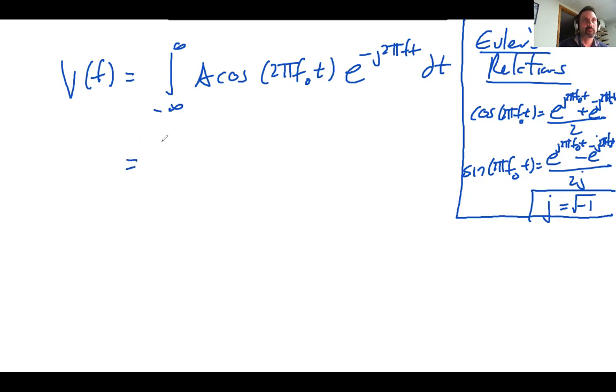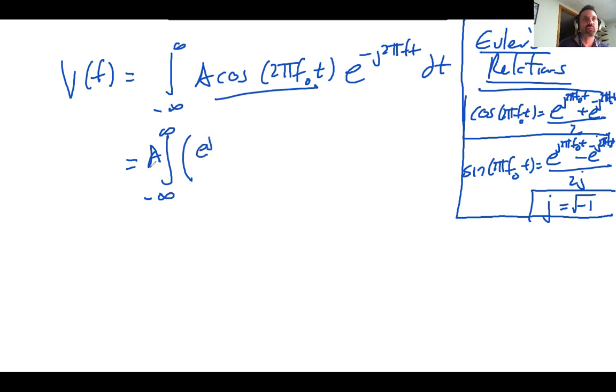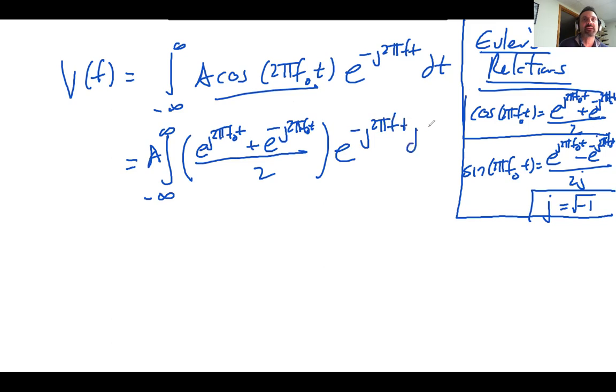Let's replace this. So we take a out because it's a constant. And so let's use Euler's relation here, replace that guy. Let's one step at a time. So it's going to be e to the j 2 pi f naught t plus e to the minus j 2 pi f naught t over 2, times e to the minus j 2 pi f t dt. All righty. Let's do a little bit of reorganization here. I want to create one integral expression that's surrounded around that plus an integral expression surrounded by that. No problemo.